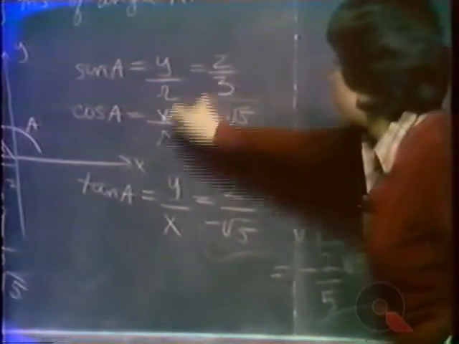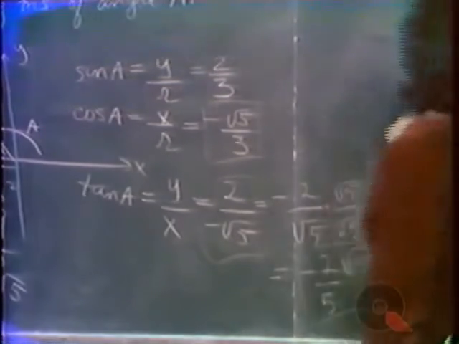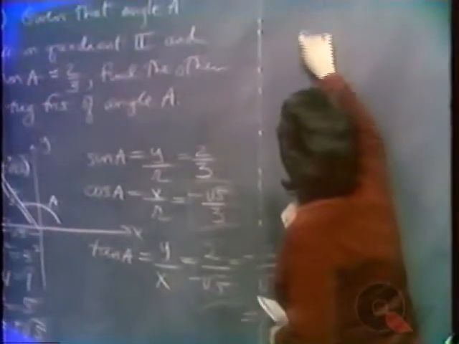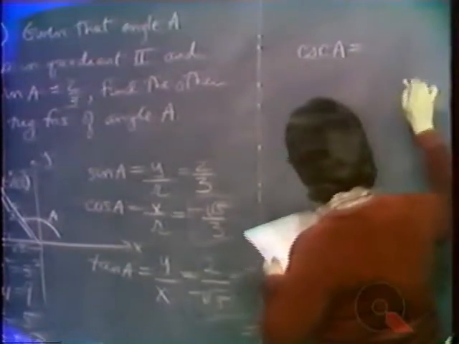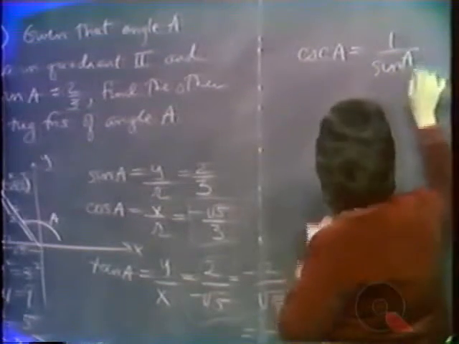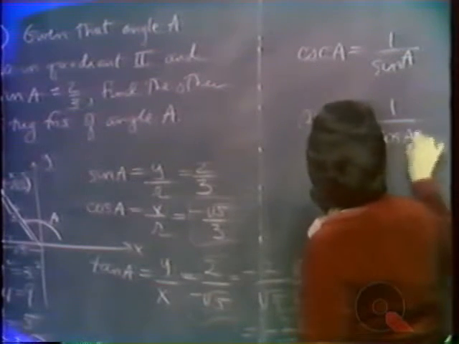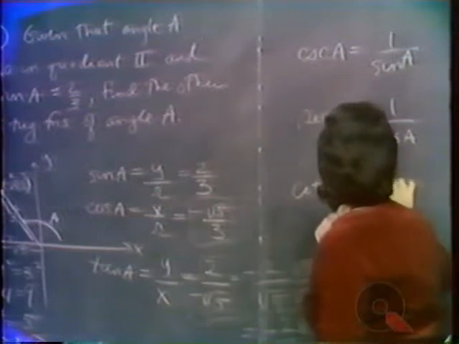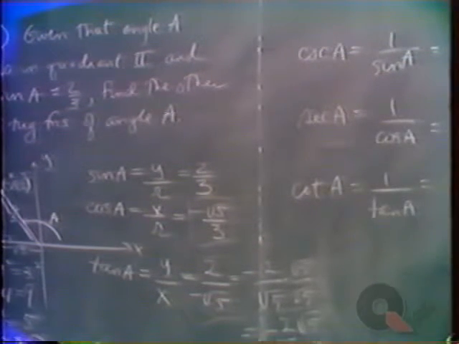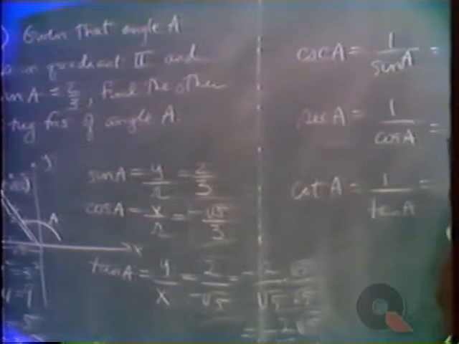So here we had cosine of A, tangent of A. Now the other trig functions can simply be found using the reciprocal relations. So we have that cosecant of A is 1 over sine A, and secant of A is 1 over cosine A, and cotangent A is 1 over tangent A. Okay, 1 over sine A, 1 over 2/3, or 3/2.